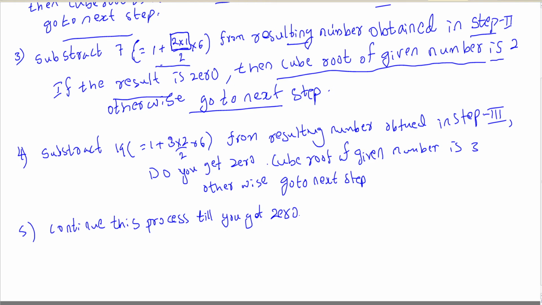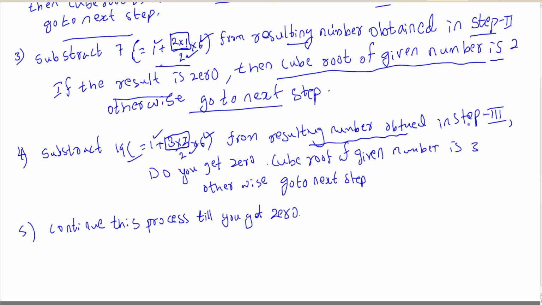Here 1 is increased by 1 and the other is increased by 2. Only these things are changing, the remaining is the same: 1 is there, 6 is there, 2 is there. Just increase these two numbers by 1 and 3. That is 1 plus 3 into 2 divided by 2 into 6, that is 19. Subtract 19 from the resulting number.